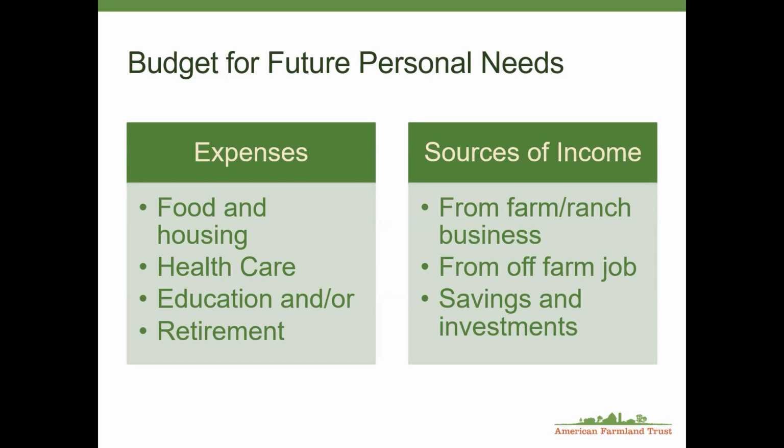Now think about your future sources of income. How much do you expect to come from a farm enterprise versus off-farm sources, including retirement accounts, if you're going to be retiring? The easiest way to develop your budget is to look at your past spending. Review your cash flow statement. Think about what is going to change with the new situation.